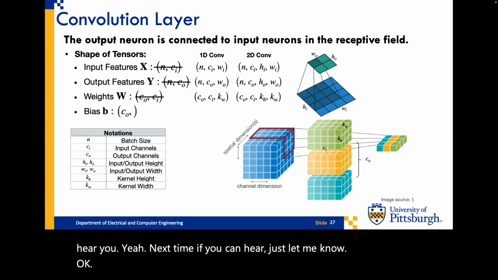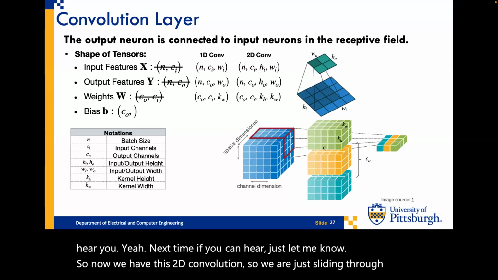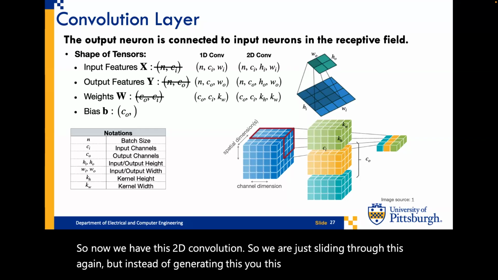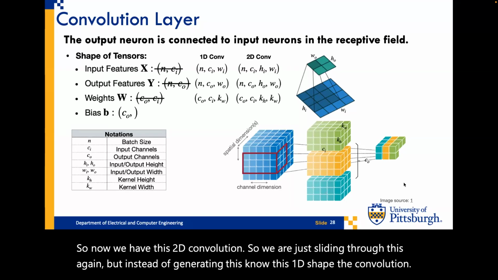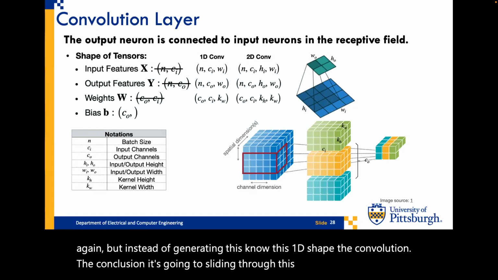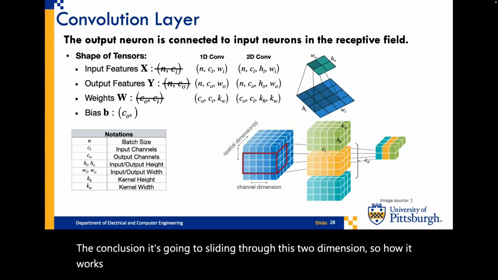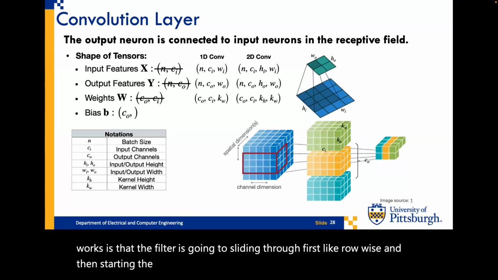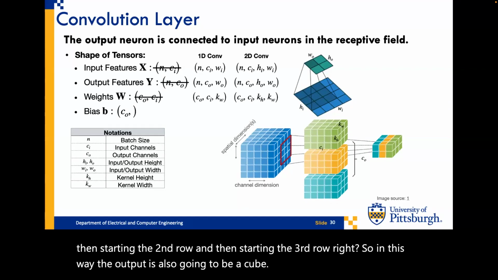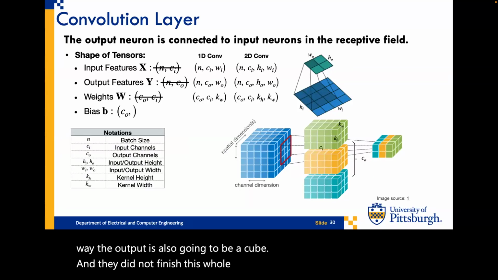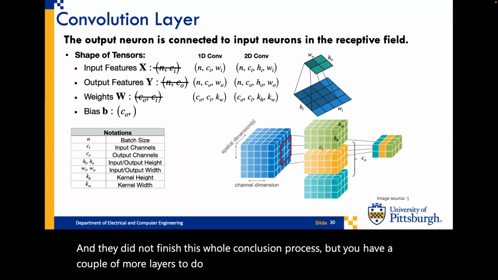Now we have this 2D convolution, so we are just sliding through again, but instead of generating this 1D shape, the convolution is going to slide through this two-dimensional input. The filter slides first row-wise, then starts the second row, and then the third row. In this way, the output is also going to be a cube. It did not finish the whole convolution process, but you have a couple more layers to do the convolution. Does that make sense?